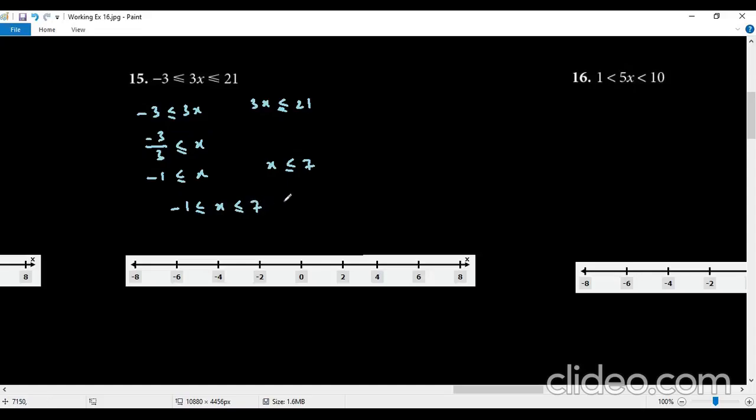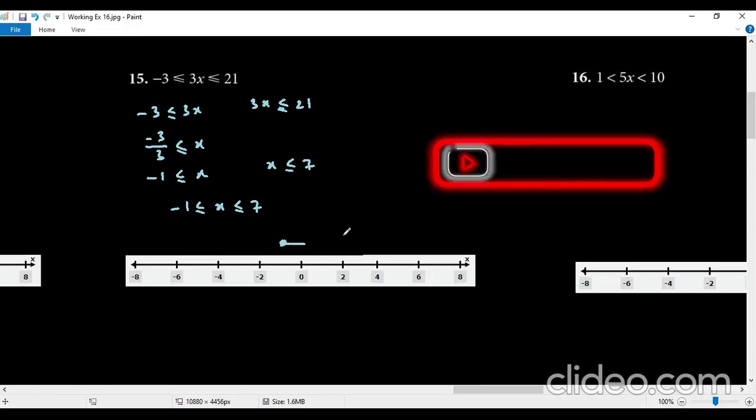So in here, you will have both filled circles. One is on minus 1 over here. Both are going to be filled circles. It will go all the way till 7. Connecting these two will get you full marks.